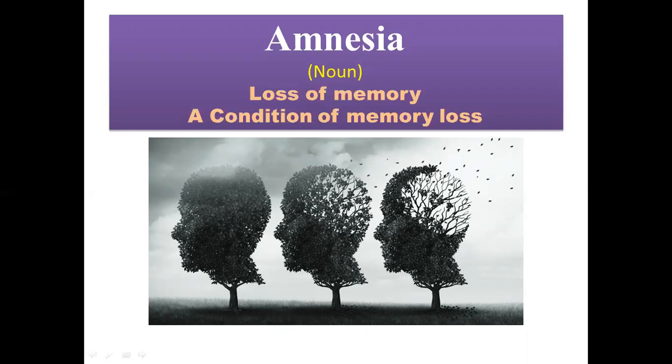Let's start with amnesia. Amnesia is a noun, and what does it mean? It means loss of memory or a condition of memory loss. As you can see here in the picture, as the leaves are flying away, it is denoting or indicating the memory. So when a person loses his memory, this condition or this state is called amnesia. It is a noun. Okay.